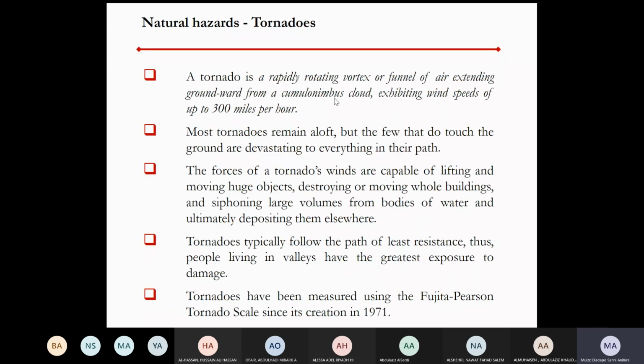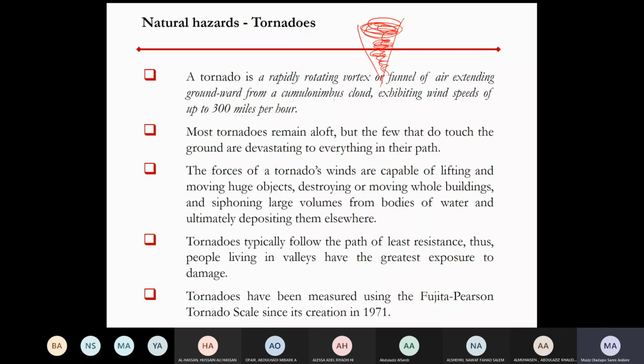As for tornadoes, there's a rapidly rotating vortex or funnel of air extending groundward from a cumulonimbus cloud. So it's a type of cloud, and then this creates this tornado, which comes this way in a funnel, extending groundward from the cumulonimbus cloud, exhibiting wind speeds of up to 300 miles per hour.